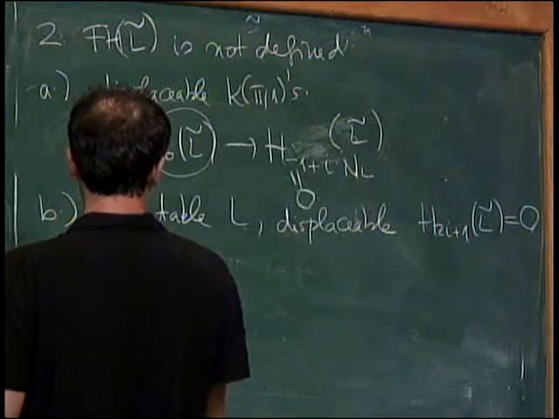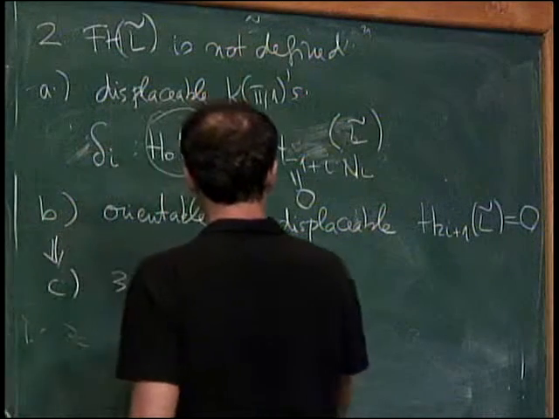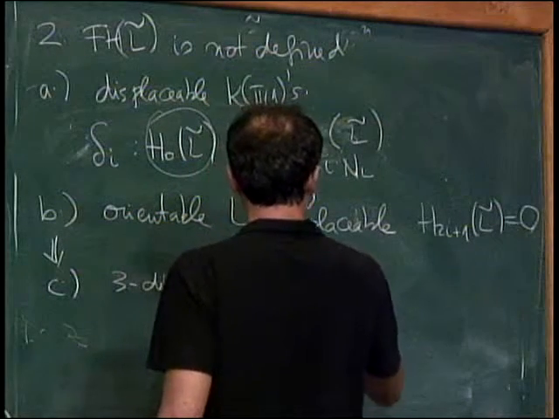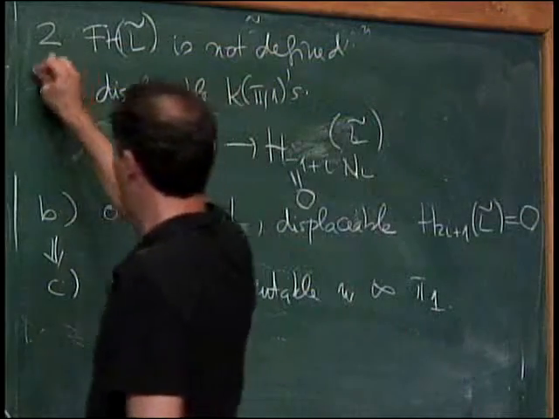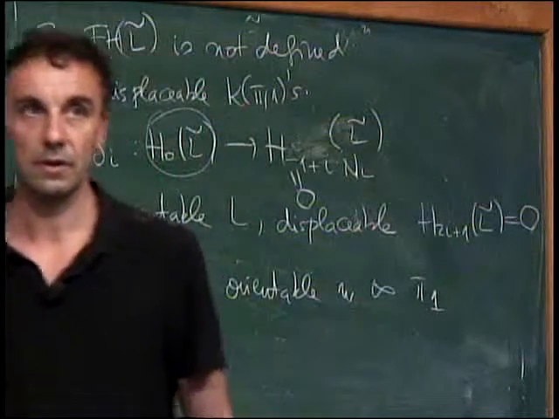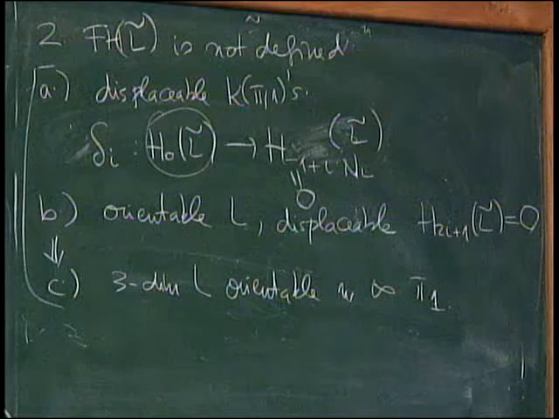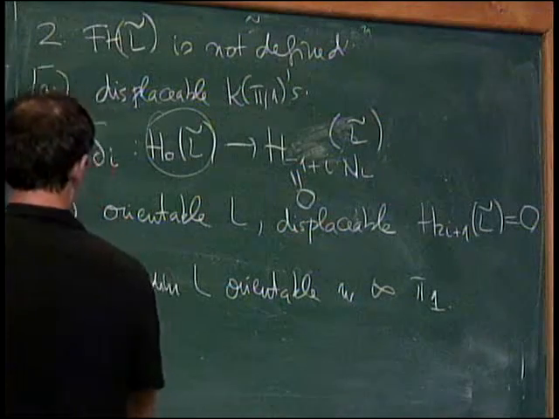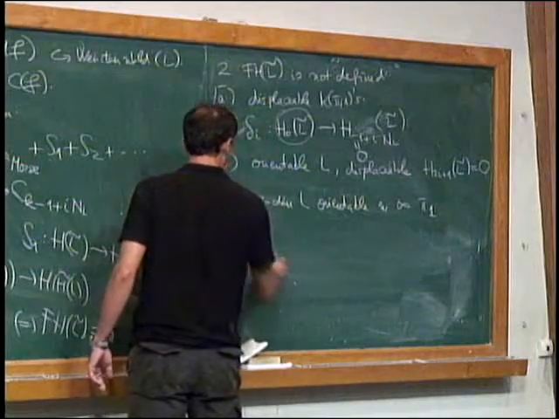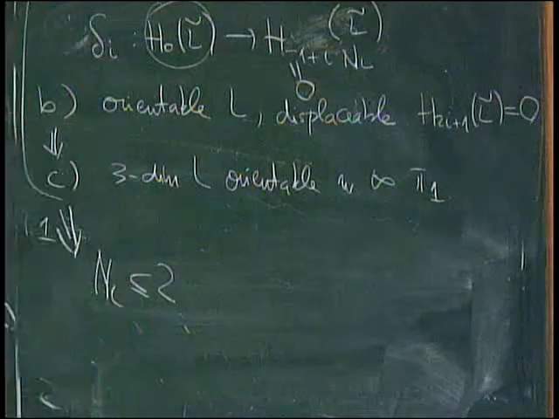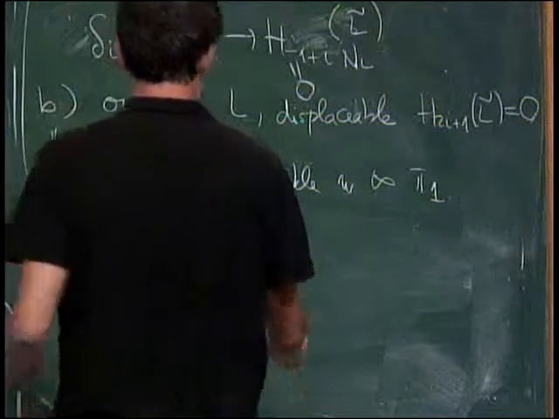And as a consequence, for three-dimensional L orientable with infinite pi 1. So in all three cases, this lifted Floer homology is not defined, and this actually implies NL less than 2 for all these three situations, and this is what is called the Audin conjecture.